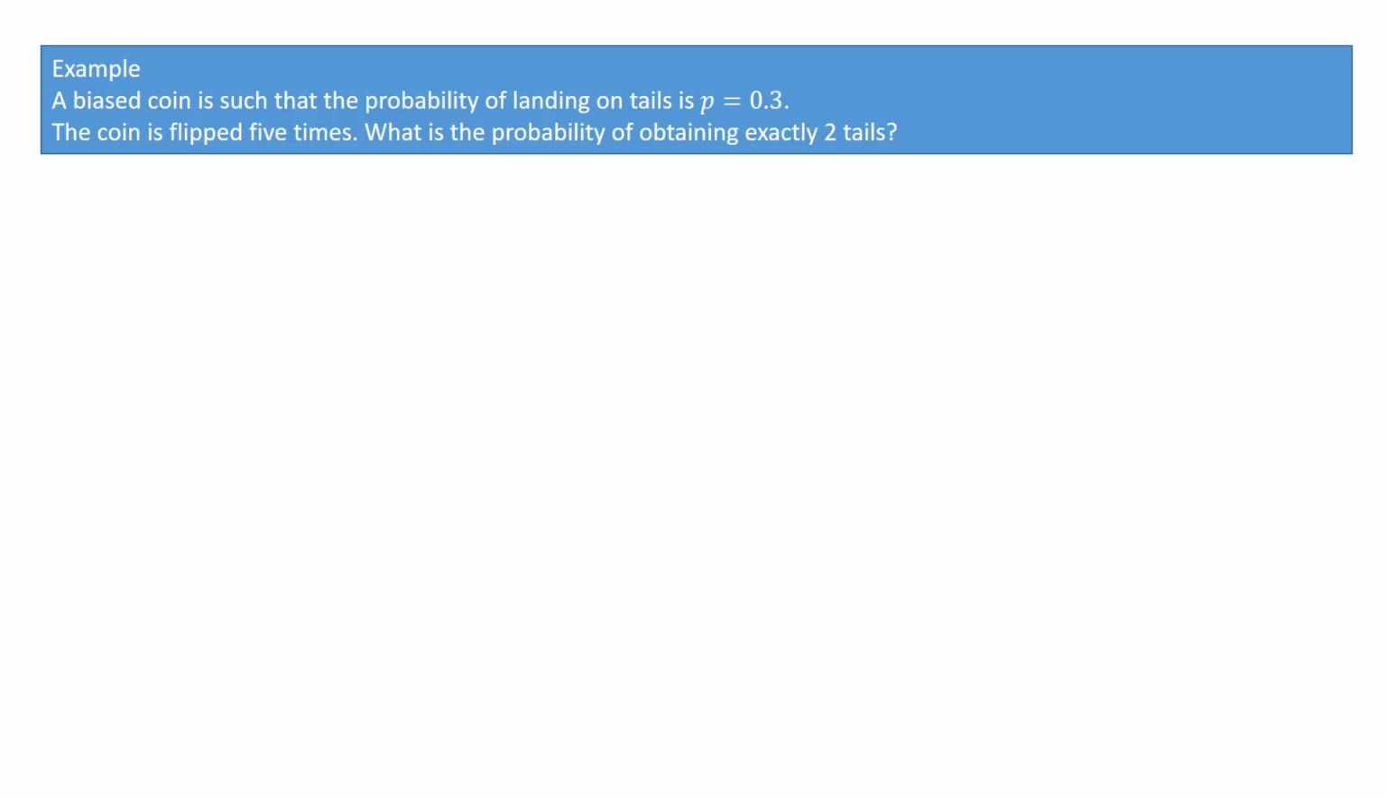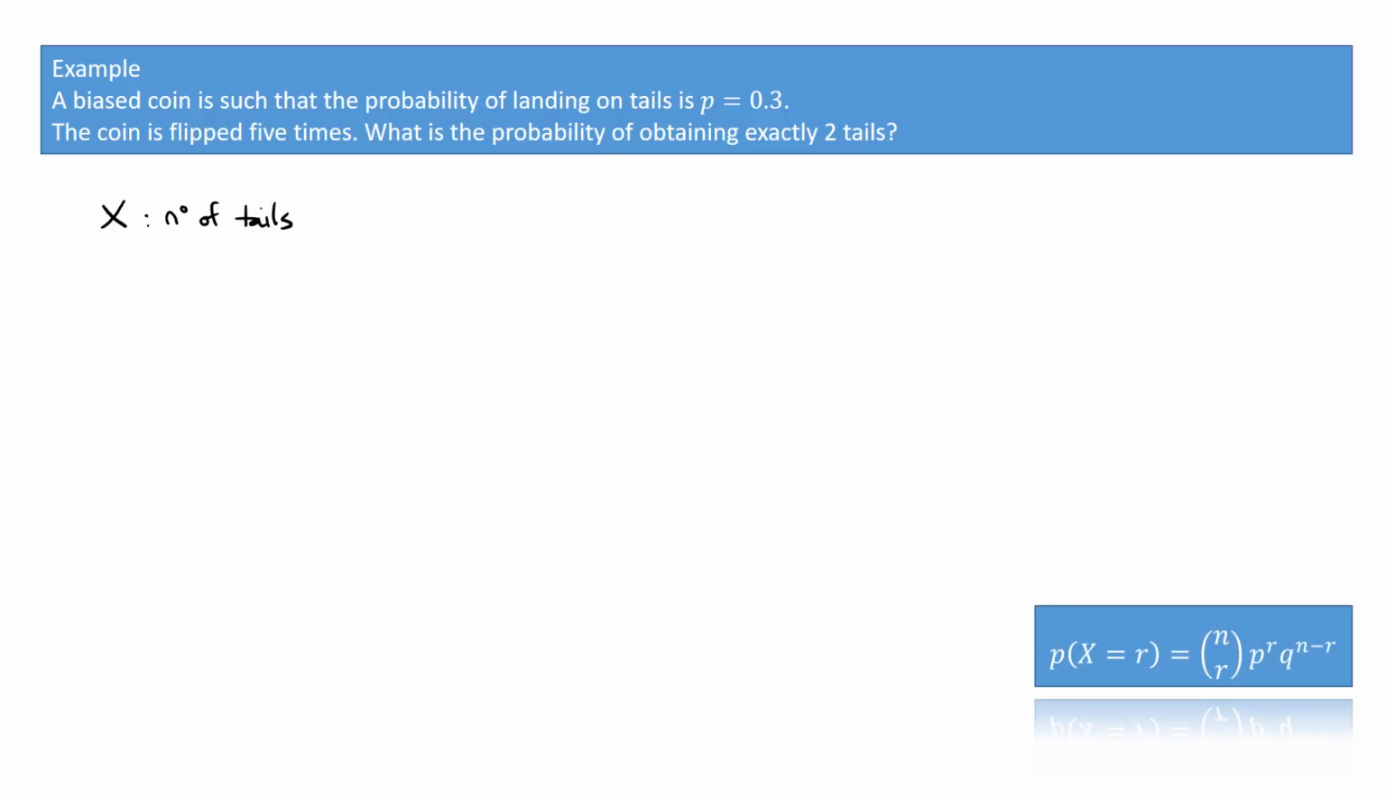So to solve this, let's just go right ahead and say, okay, well, we're interested in the number of tails we obtain. So we're going to define our discrete random variable X as being the number of tails. And because we're flipping the coin 5 times here, X could be 0, 1, 2, 3, 4, or 5. Now let's just remind ourselves of the formula. Okay, we have the probability of capital X being equal to r. r is the number of successes we're interested in. So in this case, we're interested in obtaining exactly 2 tails. So r is equal to 2.